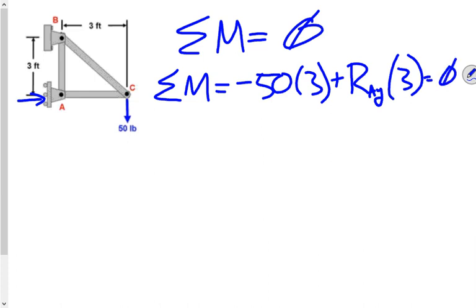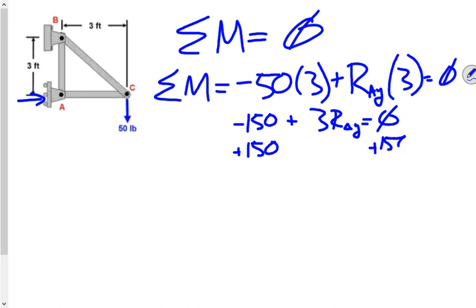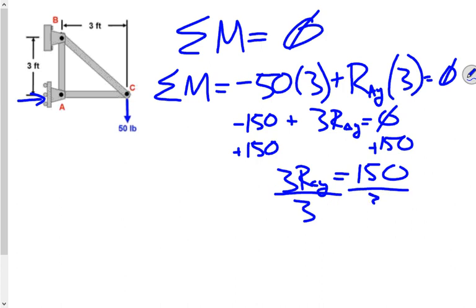Okay? So we have negative 150 plus 3 times RAY equals 0. Add 150 to both sides. 3 RAY is equal to 150. Divide both sides by 3. RAY is equal to 50. All right? So there we go. We figured out RAY.